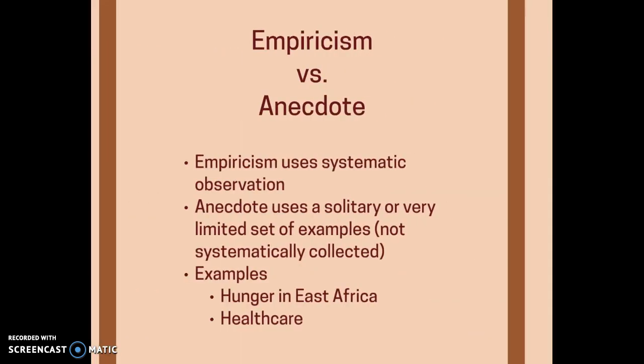Now, a big differentiation that we can make is between empiricism and the systematic observation, and an anecdote. An anecdote uses just a single, solitary, or very limited set of examples that haven't been systematically collected. For example, we might know about hunger in East Africa by seeing some news stories about it or by reading about it on the website of an organization that's working to end hunger, but we don't know anything systematic about it. In order to do that, we'd have to go and look at the very systematically collected observation of scientists to really reach conclusions about it.